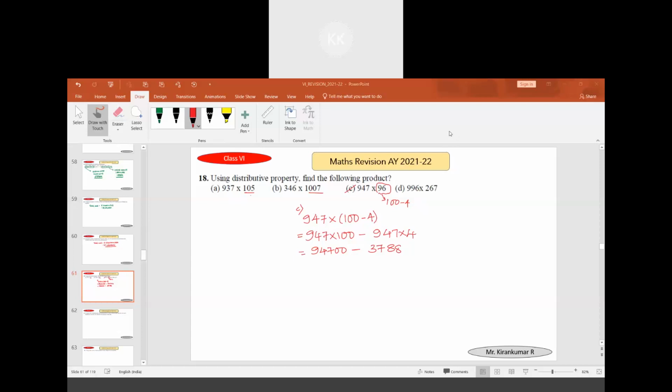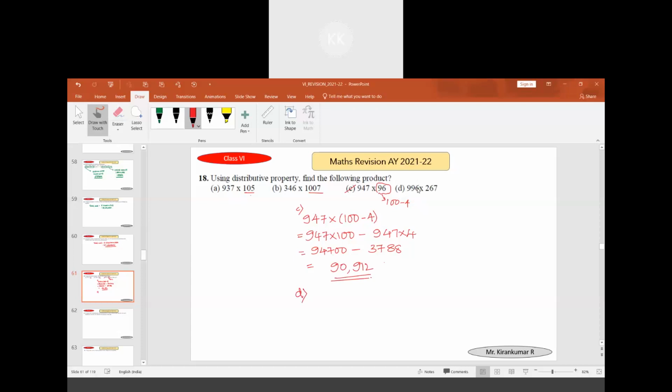When we do this subtraction, 94700 minus 3788, we get 90,912. Correct.